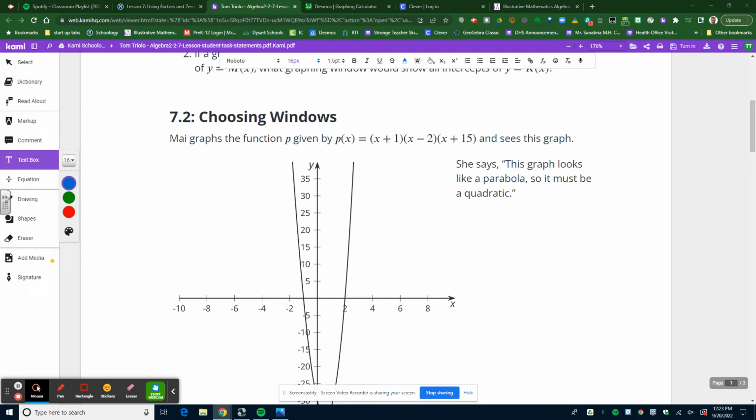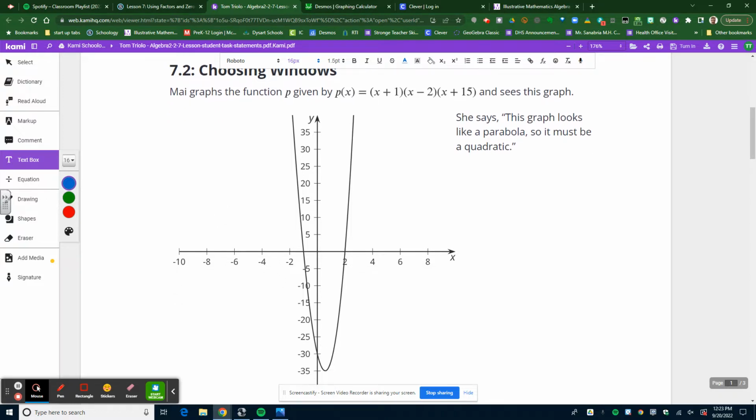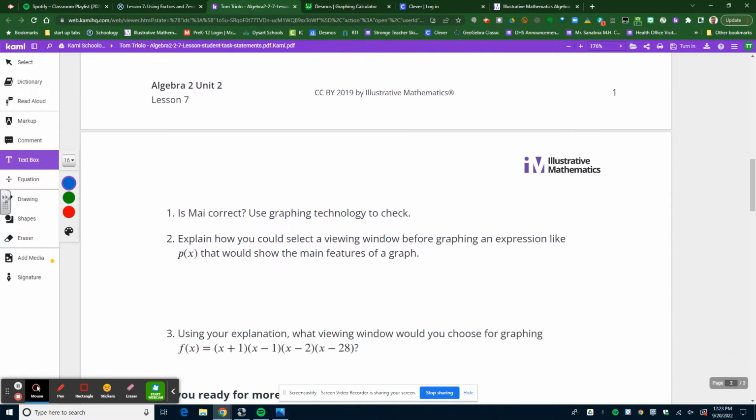So you have my graph's a function, and she thinks it looks like a parabola because it comes down and goes up, which is what a parabola looks like. So it must be a quadratic function, quadratic polynomial. You, with your team, are going to determine if she's correct.